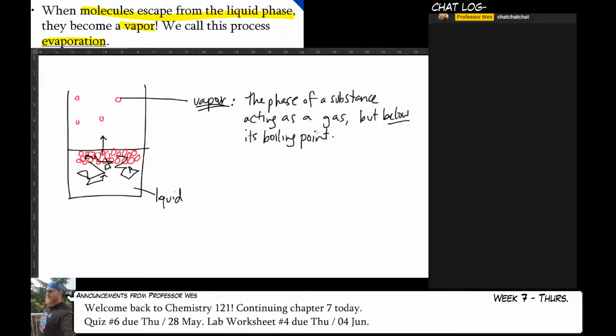If this was water, for example, and it was water at room temperature, we have water vapor above our water at room temperature. We don't have water gas. Like, technically we do have a gas, but we don't call it that. If it was at 100 degrees Celsius, then it would be water as a gas, which is actually steam.